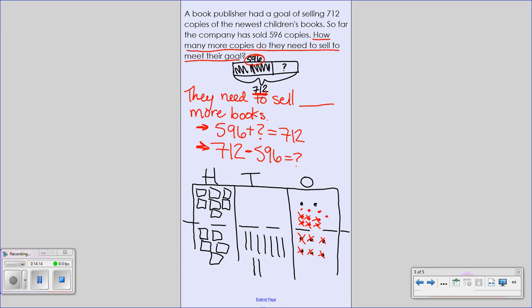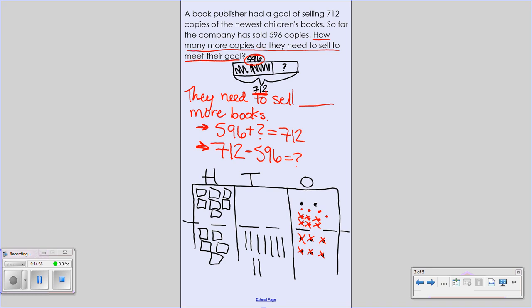How many ones did I have left over that didn't get subtracted? 4? A few more than 3. Susanna? 6. I had 6 left over.